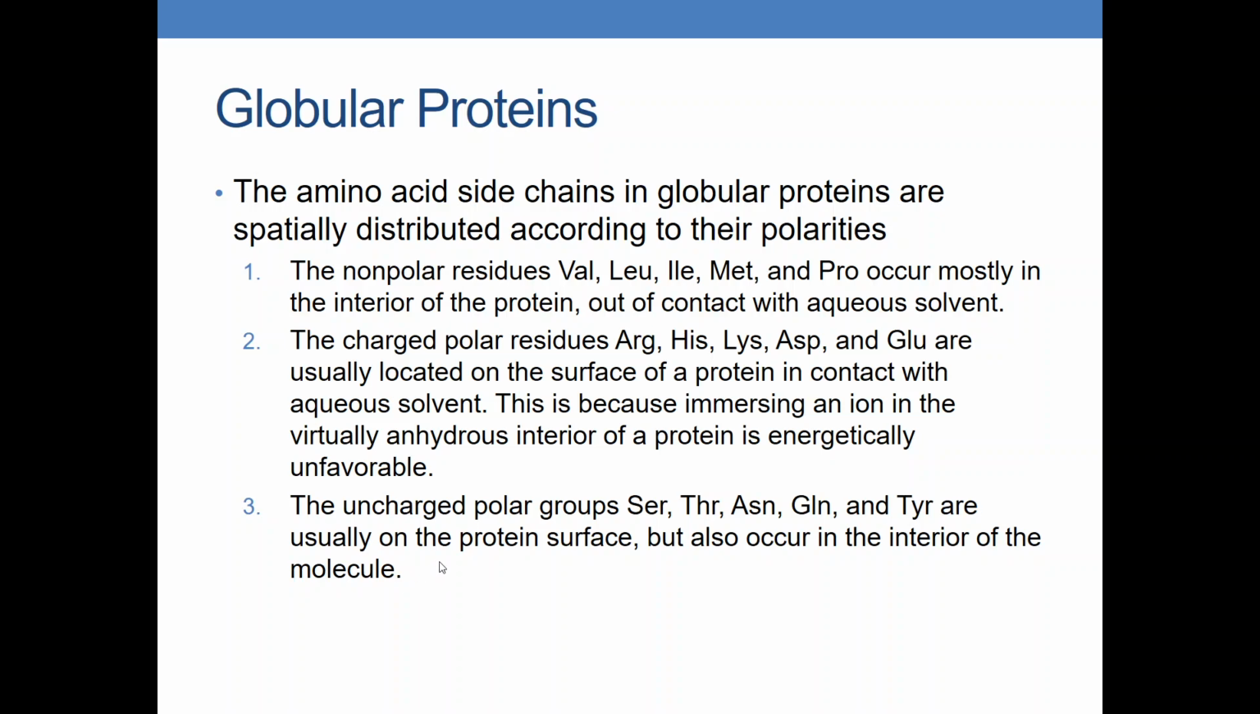There are other residues, think the uncharged polar groups like serine, threonine, asparagine, glutamine, and tyrosine. These are usually on the protein surface. They can hydrogen bond with water, but they can also occur in the protein interior. Again, their polarity is not terribly favored in terms of you putting a polar molecule into a nonpolar environment is not always the most favorable. When you do this, you're probably going to see some hydrogen bonding that is taking place to neutralize that charge.